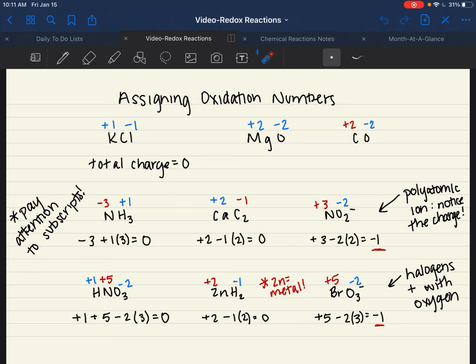All right, and for our last example, we're going to talk about a case where a halogen, in this case bromine, is paired with oxygen. Remember we said that your halogens like to have a -1 charge unless it is paired with oxygen, in which case it will be positive. So in this case, oxygen, we know it likes to be -2, so -2 times 3, so this oxygen is -6. The overall charge is -1, so remember that needs to be on the other side of the equation. So we need something -6 is equal to -1. So in this case, bromine would be +5.